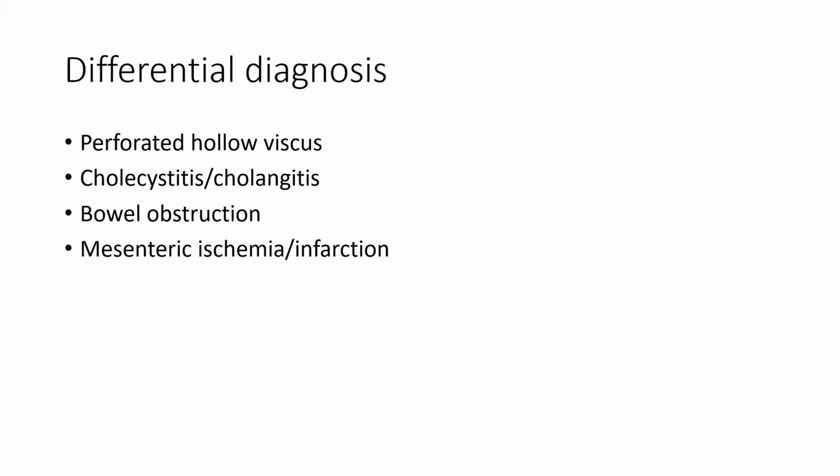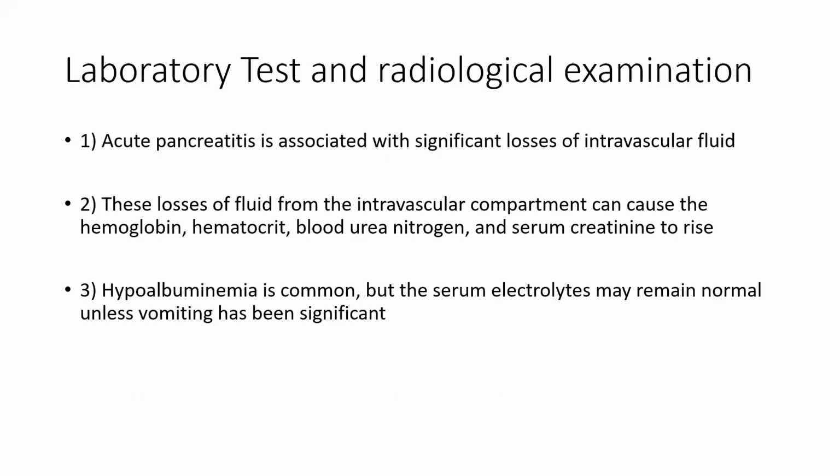Now, what are the differentials? The differential includes perforated hollow viscus, cholecystitis, cholangitis, bowel obstruction, mesenteric ischemia, and infarction. So, we'll see what the lab tests and radiological examinations are.